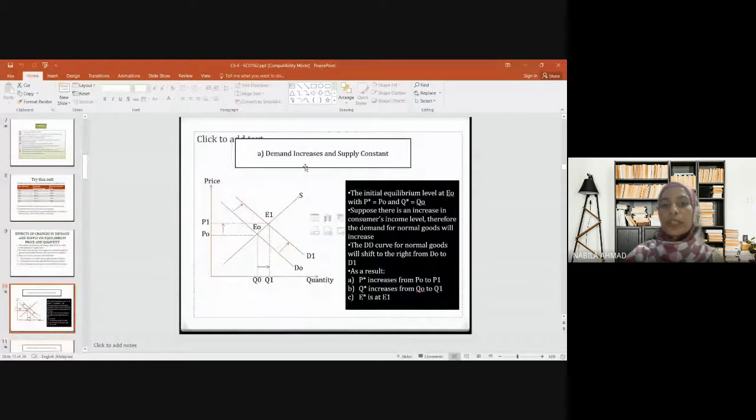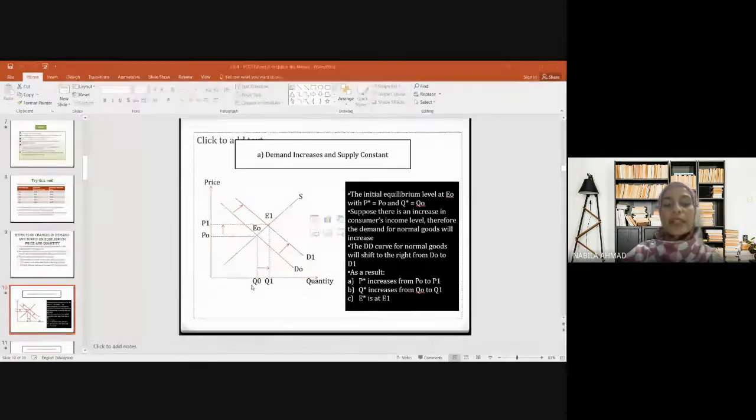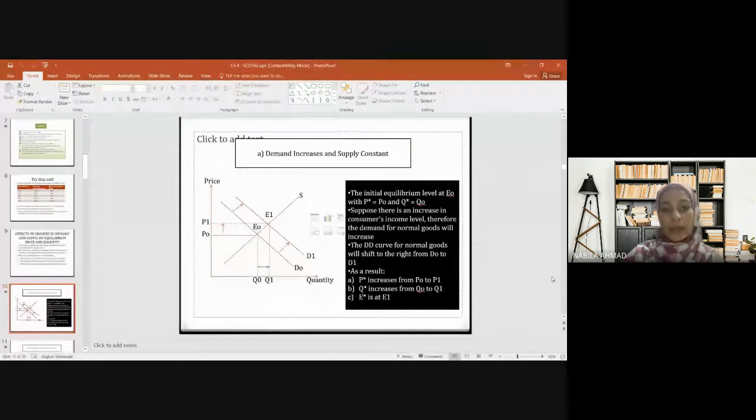Okay, ini contoh demand increase, supply constant. Maknanya demand shift tapi supply constant, tidak berubah. Okay? So this is the initial condition. S is supply, D0 is demand. So this is the initial condition, and E0 is the equilibrium point. So P0 is equilibrium price, Q0 is equilibrium quantity, and this is called as initial point.